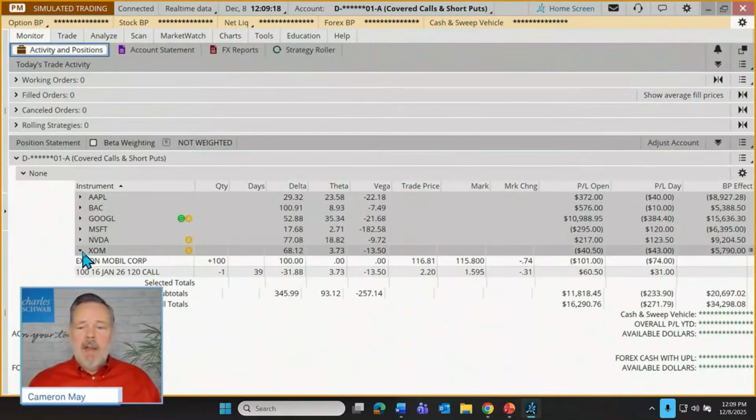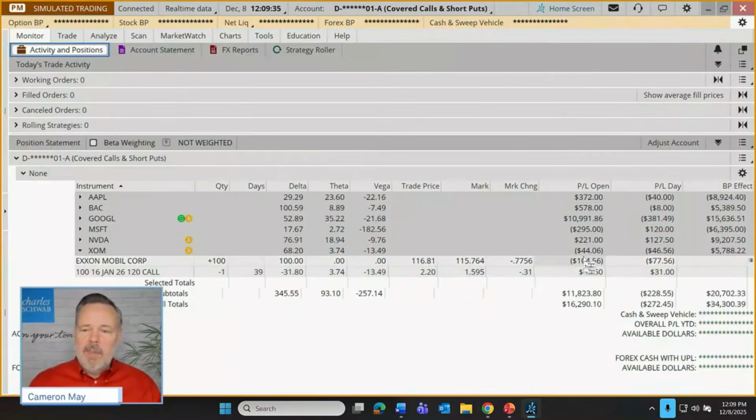And finally, we have our ExxonMobil position. This one is just a little bit underwater, 40 bucks as of the recording of this session. Paid 116.81 for the shares. They're worth about $1 less than that, but we collected a 220 premium, and that's worth about 60 cents less than that. So that's leaving us with that $44 unrealized loss.